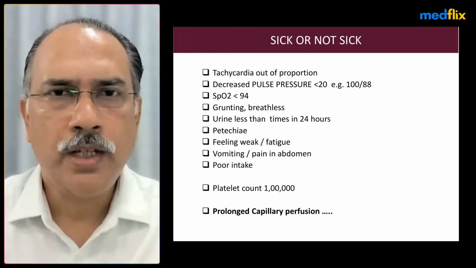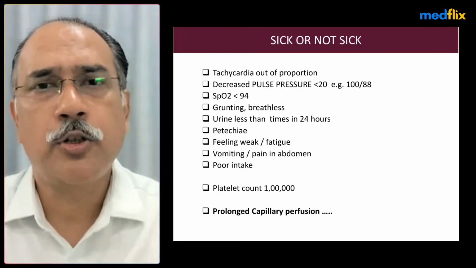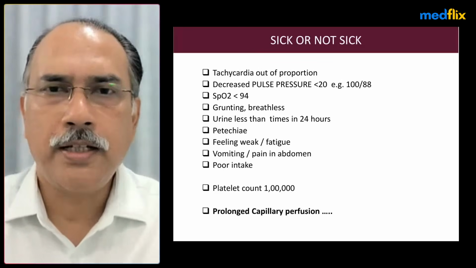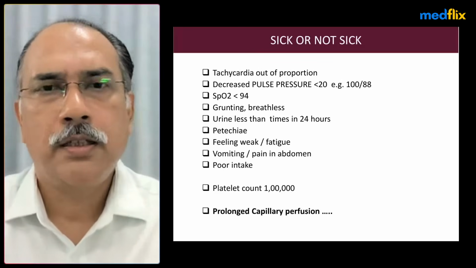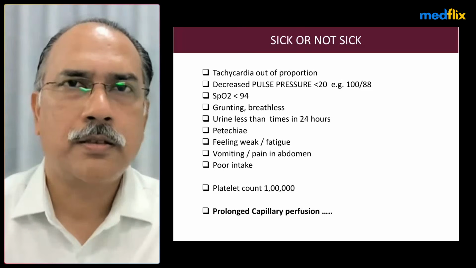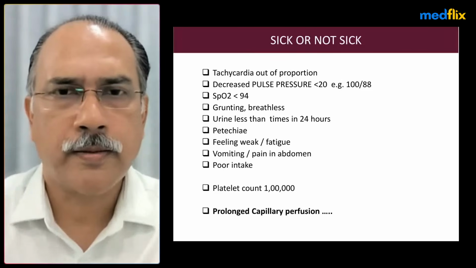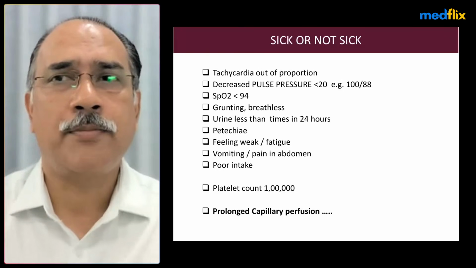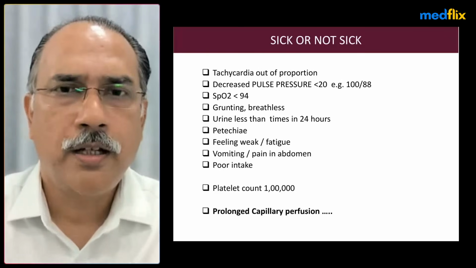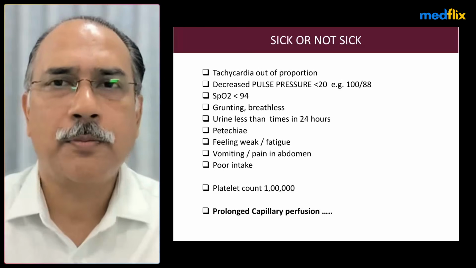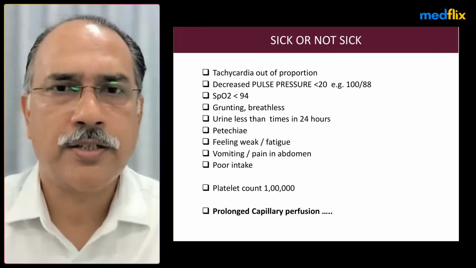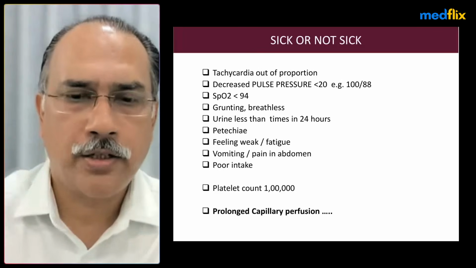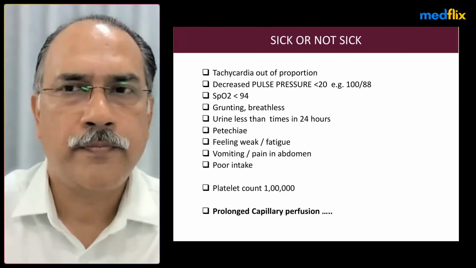value. Any grunting, breathlessness, urine less than 6 times in 24 hours, petechiae, poor intake are definitely considered bad prognostic sign. Platelet count less than 1 lakh is definitely not an absolute indication to hospitalize. But with that, if there are other parameters which are going to be affected and the child is looking sick, one would definitely consider the child should be in the hospital.